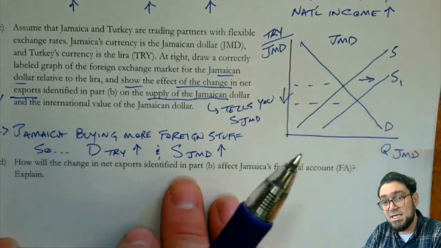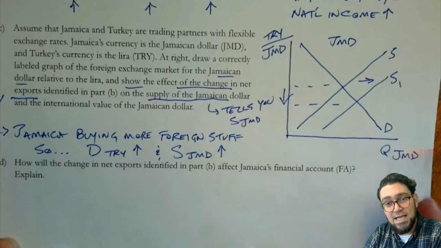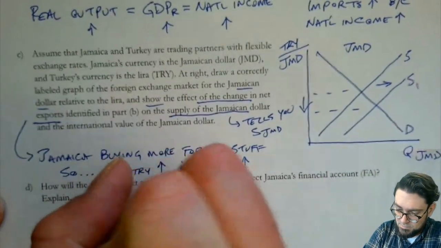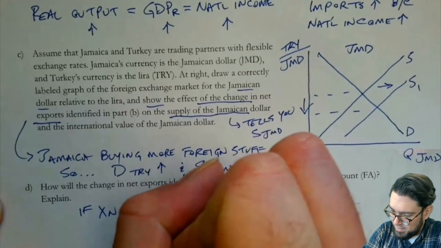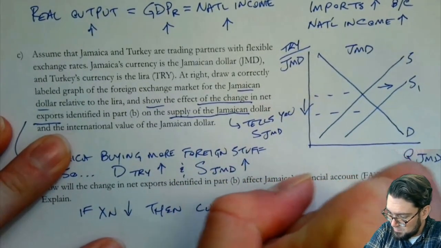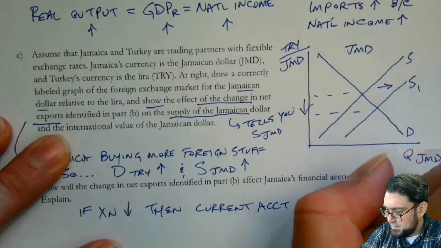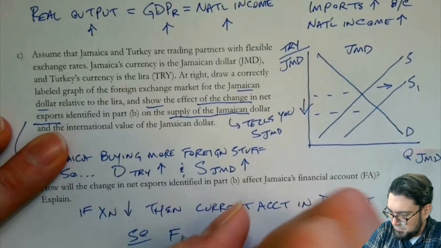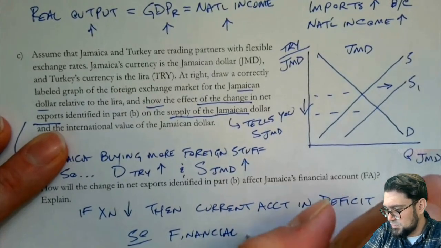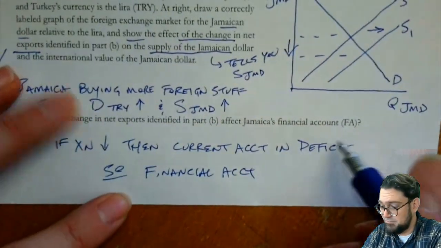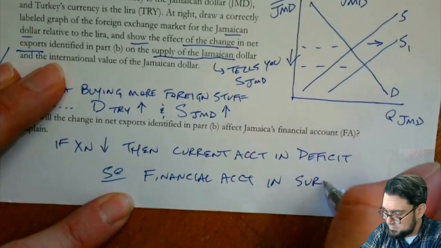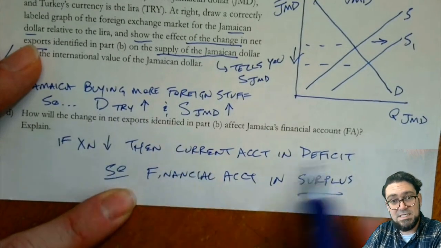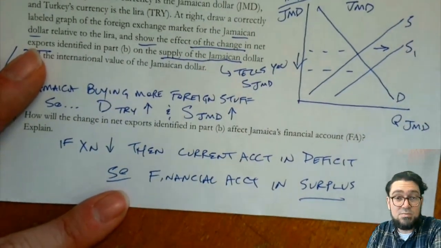How will the change in net exports identified in Part B affect Jamaica's financial account, FA? So this one's actually kind of skip back, go think about this. If their net exports went down, if XN decreased, then we would say the current account is in deficit. So the financial account, which is what this question's asking, right? This same financial account is in surplus. And so the correct answer is the financial account moves to surplus because the XN decreased and that made the current account move to deficit. And we know that they balance each other.